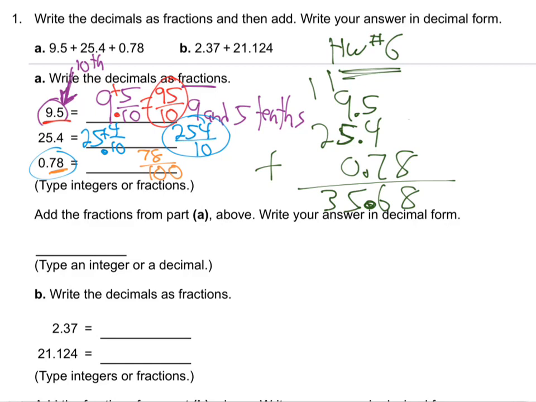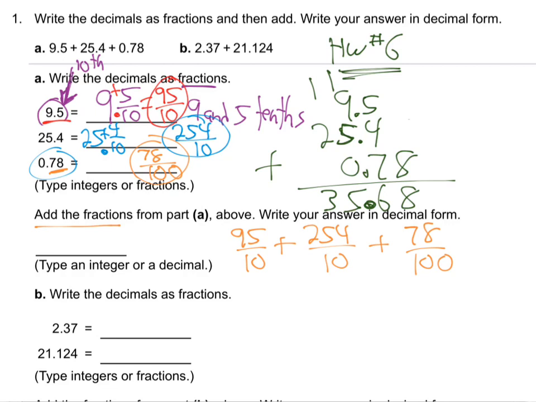We're just leaving them. So if you were to add these fractions, now we want to add. I believe. Let me double check. And then now they want us to add them here in this last part. They say, okay, now add them up. So I'm going to take the 95 over 10 and add to that the 254 over 10 and add to that the 78 over 100. Again, this is totally not the easy way to do this problem, but we're trying to make decimal fraction connections.